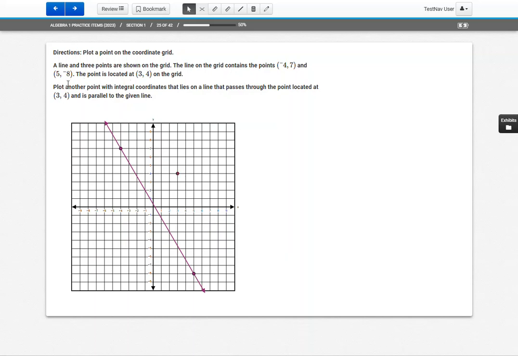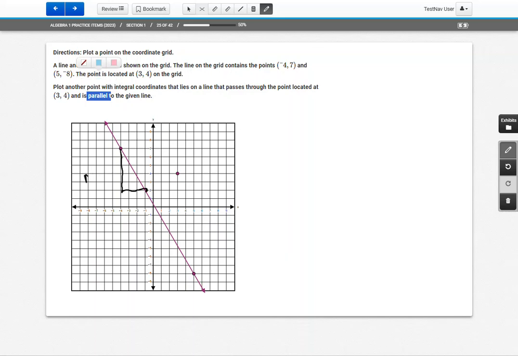Okay. Plot another point with integer coordinates on a line that passes through the point located at 3, 4 and is parallel. Parallel means it has the same slope. So let me go ahead and count the slope on this. So just pick 2 points. So that's down 1, 2, 3, 4, 5, and then it's 1, 2, 3.